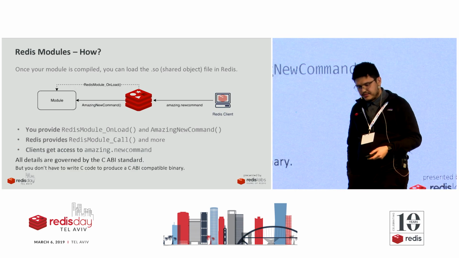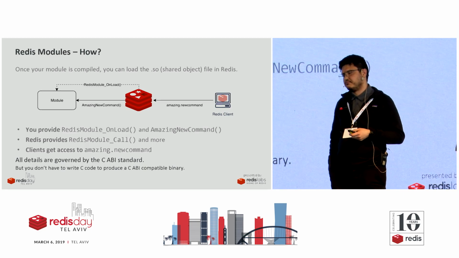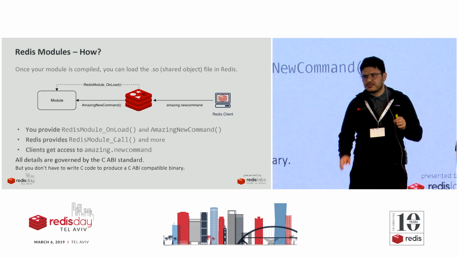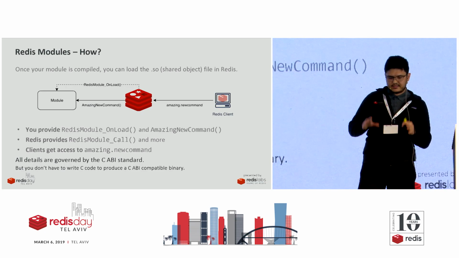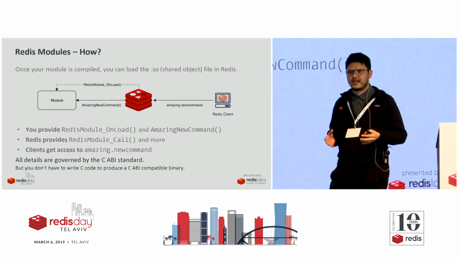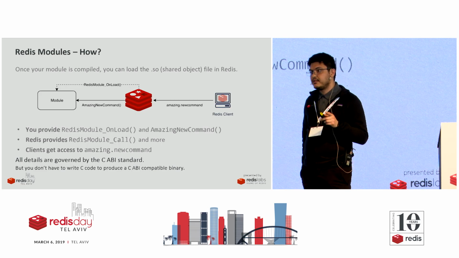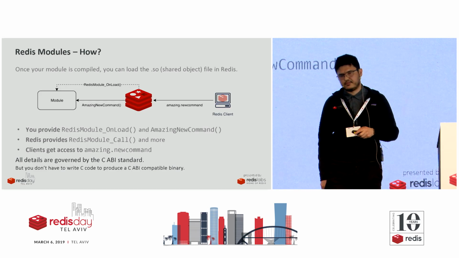Now, I'm talking about function implementations, and in fact, there are many more details. But you don't need to know about those, because they are decided by the C ABI standard. As long as you provide a C ABI compatible binary, you're fine. You don't need to know anything else. And the nice thing is that you don't even need to write C to produce a C ABI compatible binary.